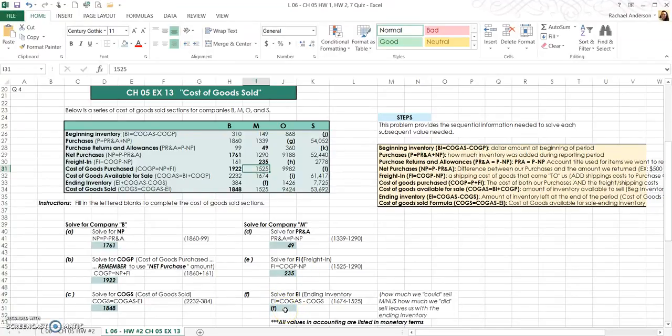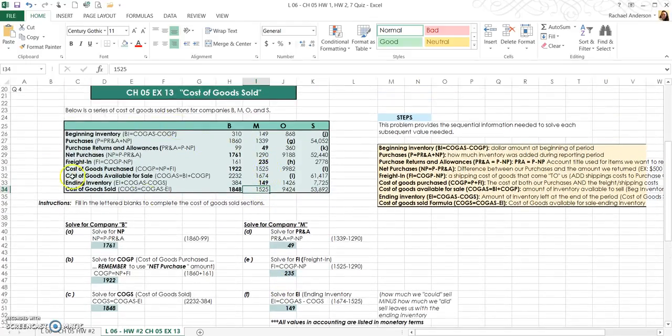And finally, for company M, we're going to find our ending inventory. Ending inventory is found by taking our cost of goods available for sales, which is conveniently right above it, and subtracting our cost of goods sold, which is immediately below it at $1,525. This gives us a total of $149 for our ending inventory.